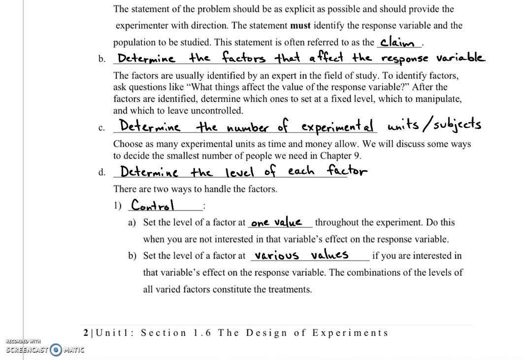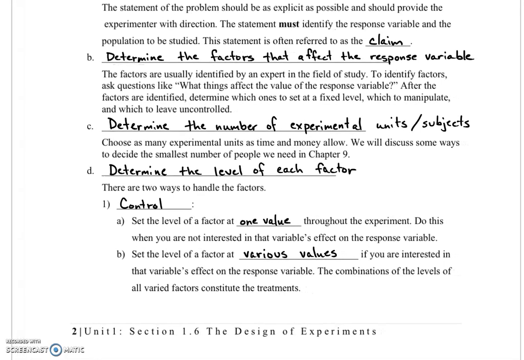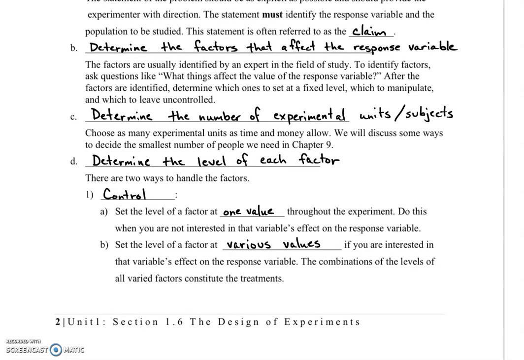So let's say I'm trying to determine the most optimal dosage of a certain medication. Well, I might give one group 5 milligrams daily. I might give another group 10 milligrams daily. I might give a third group 20 milligrams daily. So that would be setting the level of the factor that I'm interested in. What amount of the drug should people be taking? And I've done it at various values.